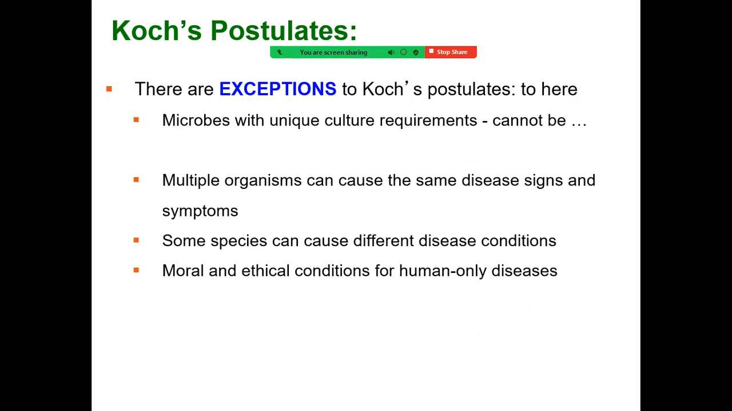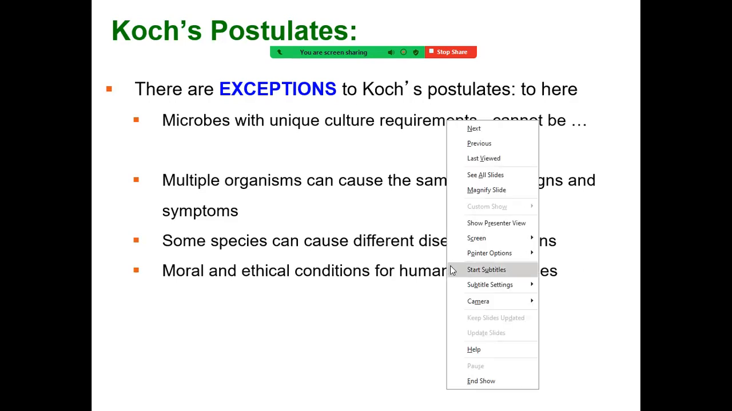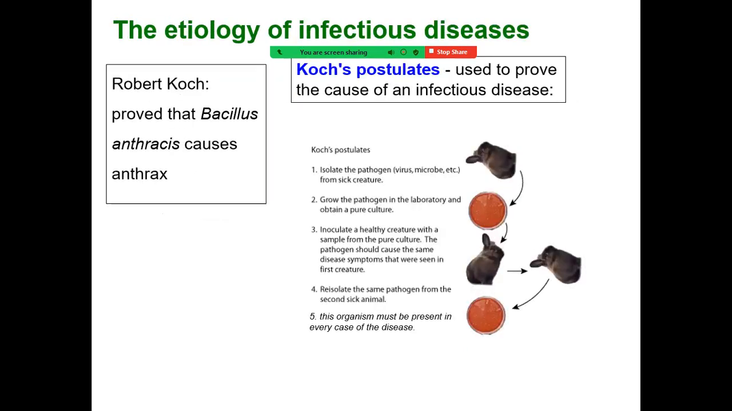Now, you should know that there are some exceptions to Koch's postulate. What do you do if you have microbes that cannot be cultured in vitro, like Bartonella henselae? We've tried for 100 years to grow that in culture, and we've never been able to get it to grow. We don't know what its growth factors are. We don't know what to supply the bacteria to get it to grow.